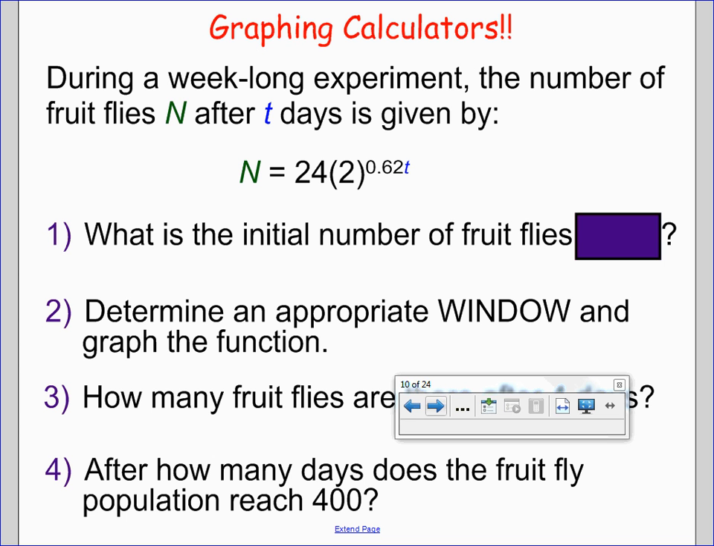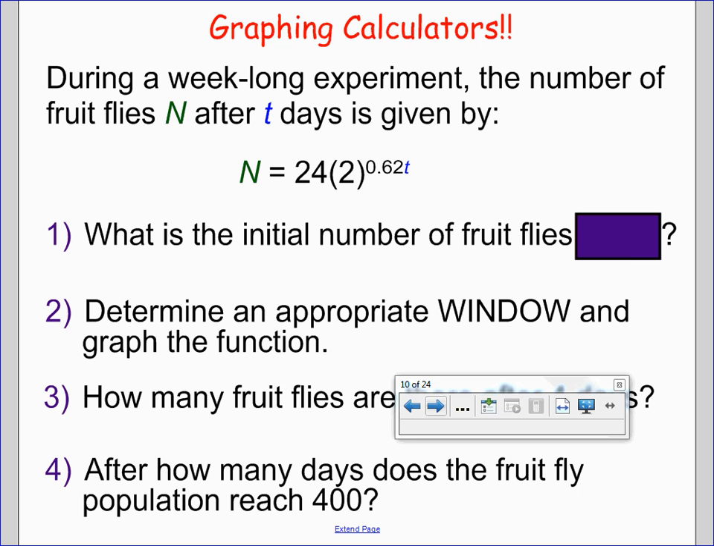Using the graphing calculators, again, let's suppose that the number of fruit flies n during a week-long experiment, t days into the experiment, is given by n equals 24 times 2 to the 0.62t. We can answer all kinds of questions, like, what's the initial value of fruit flies present in your little 2-liter bottle when you start the experiment?